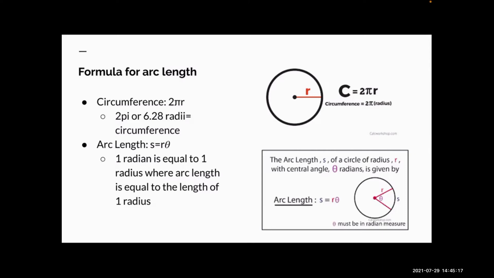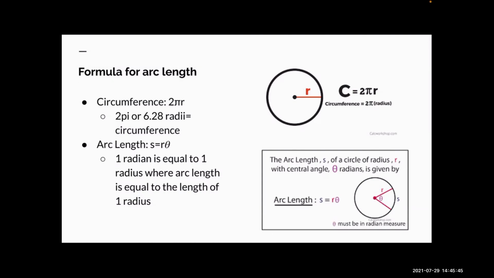How we express the portion is by replacing that 2 pi with an angle in terms of radians, because again, 2 pi is an angle measurement in radians. So we get the formula S, which is arc length, is equal to the radius times the measurement of the angle in radians, which is theta.